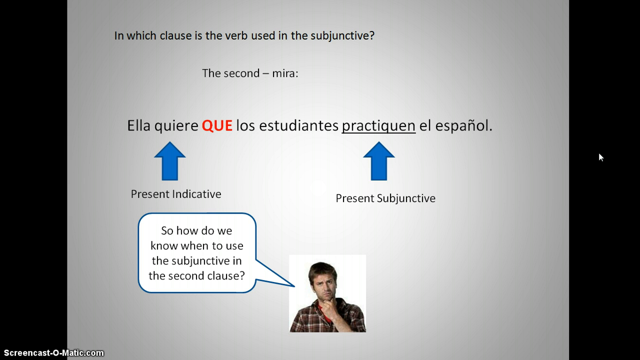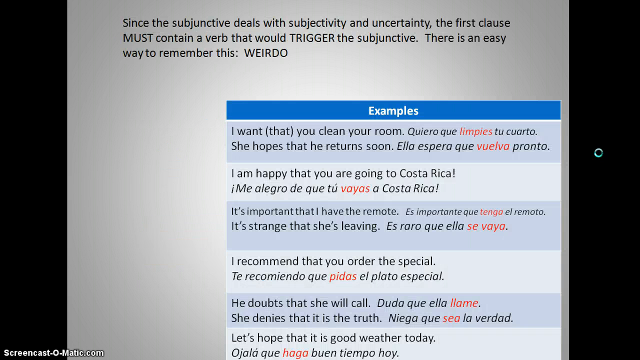So, how do we know when to use the subjunctive in the second clause? There's a trick to that. Since the subjunctive deals with subjectivity and uncertainty, the first clause must contain a verb that would trigger the subjunctive. So, this is important to note. Just because you have two different subjects and que doesn't mean that every second clause is going to be in the subjunctive. We have to have a trigger verb in the first clause. And the way we can remember this is with the acronym WEIRDO.